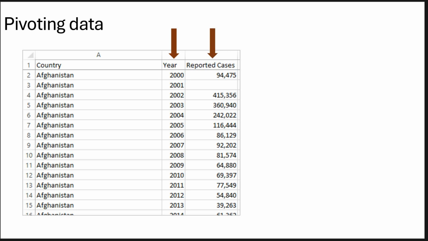To accomplish this, we had to duplicate the country's name, one for each year and reported case. So in this format, we have around 1,600 rows, which is roughly the number of countries multiplied by the number of year columns that we originally had. Now this data format is taller rather than wider, which is good for machine reading.